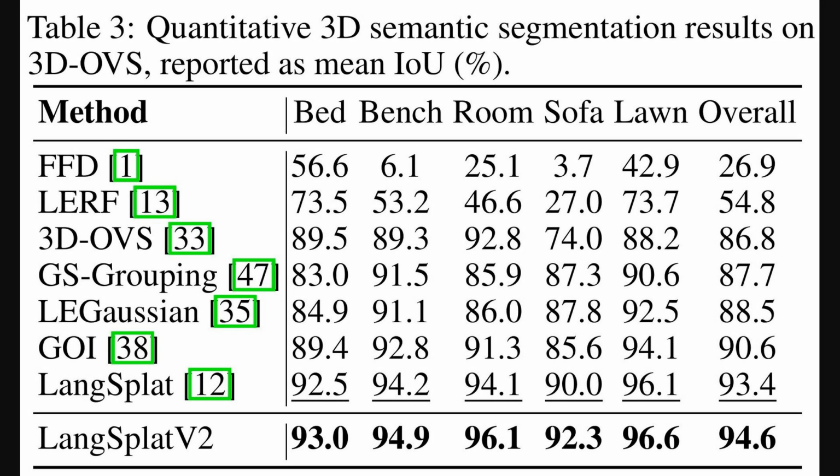Building on that new framework, the big question is, did all this speed come at the cost of accuracy? Well, this table answers that with a resounding no. It shows results for 3D semantic segmentation on the 3DOVS dataset. The scores are reported as mean intersection over union, which is a measure of how accurately the model identifies objects in the scene. A higher percentage is better. And as you can see, LangSplatV2 at the bottom achieves the highest overall score of 94.6%, outperforming not just the original LangSplat, but all other competing methods.